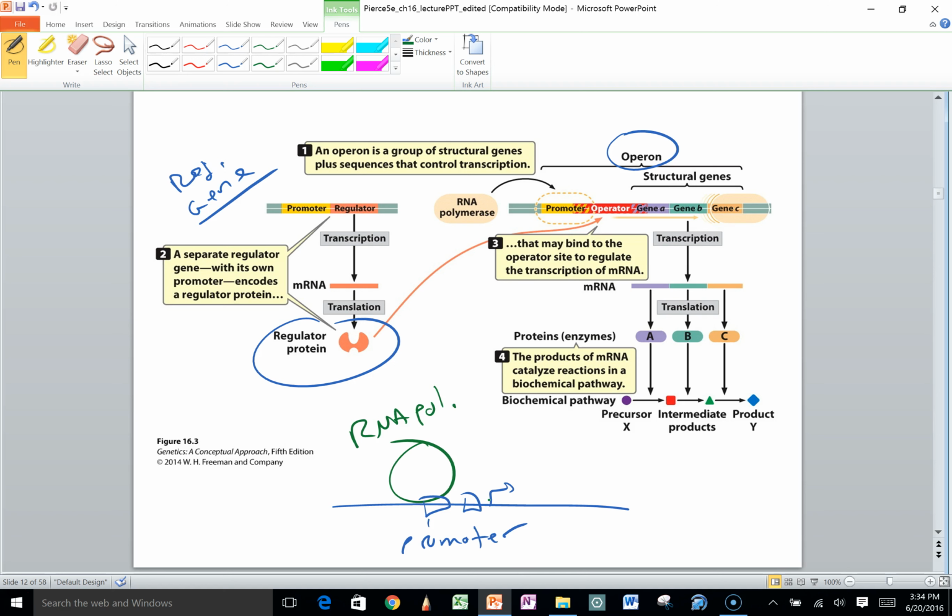And then the next sequence is called the operator. And an operator always is bound by a repressor. So the protein is the repressor, the DNA sequence is the operator, and in the other case, the promoter is the DNA sequence and the RNA polymerase is the protein. And so again, we always have a DNA sequence, sometimes called a DNA sequence element, and then we have a protein that binds it.